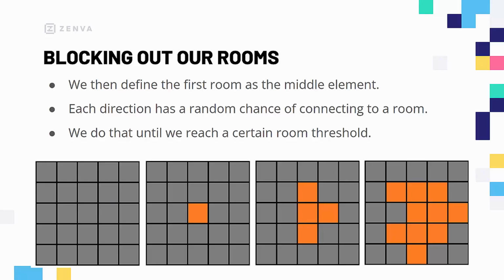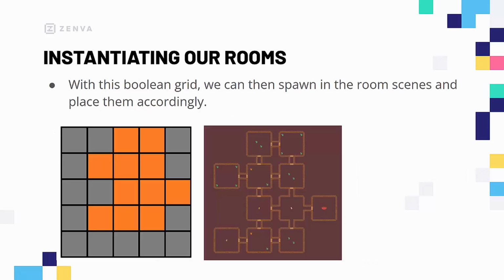And by the end of that, we should have a clump of blocks in our 2D array that are all true and all connected to one another. Then from here, we can get that 2D map and basically go, okay, we have a room here, here, here, and here. Let's spawn in our room scene appropriately based on that map, and then go ahead and connect them all together with their doors. So the final image should look something like the image on the right. So let's hop over into Godot and begin setting this up.